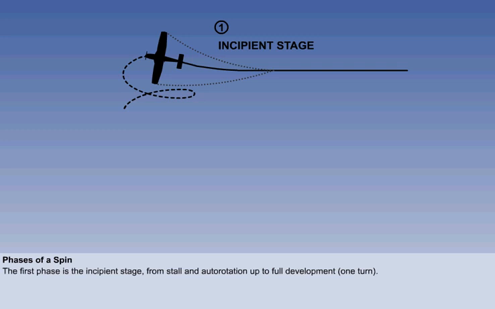There are 3 phases or stages of a spin. The first is the incipient spin. Incipient, from the Latin for start or begin, exists from the time the aeroplane stalls and auto-rotation starts until the spin is fully developed. This phase can be regarded as up to the end of the first full turn.